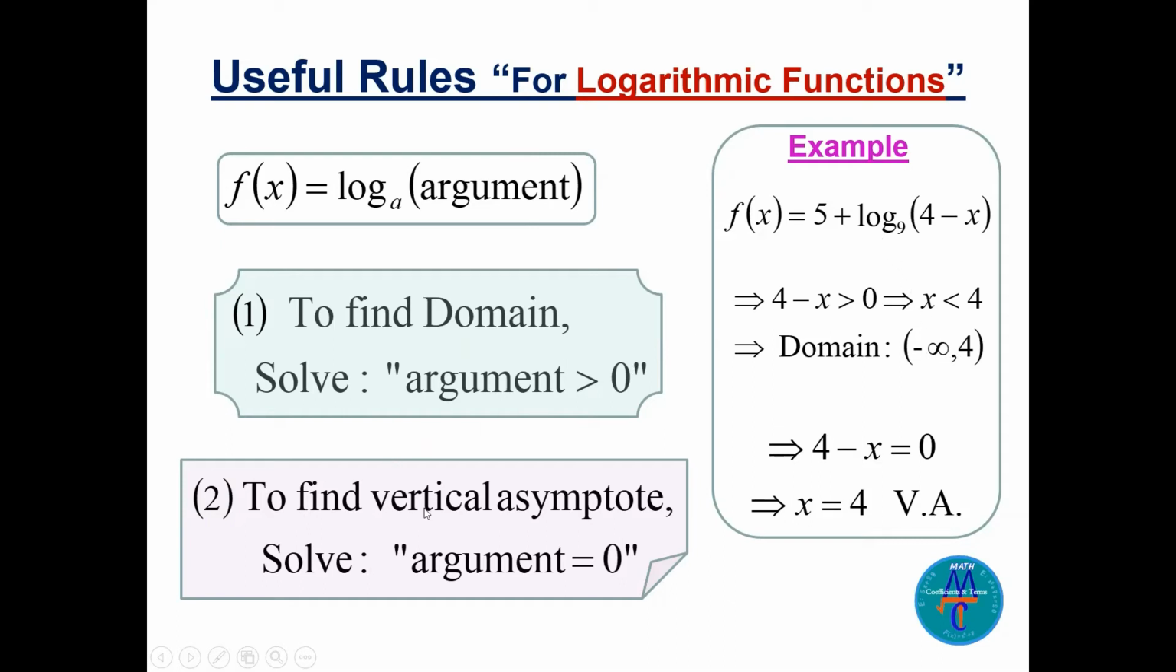If you need the vertical asymptote in the logarithmic function, just take the argument equal to 0, the same argument, put it equal to 0 here. 4 minus x is equal to 0. x will be 4. So when you graph this function here, you will have a vertical asymptote at x equals 4.